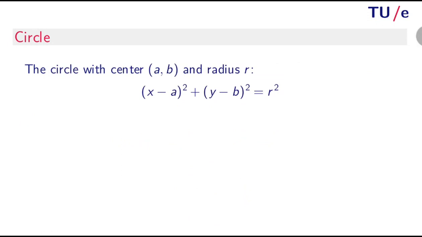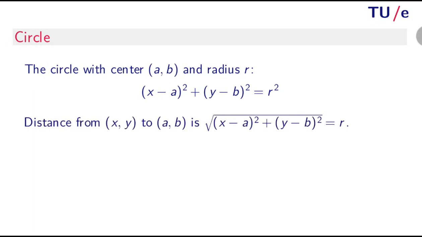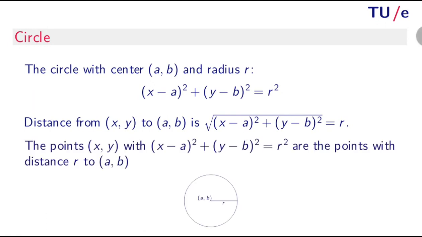If we change the center to a point (a, b), then this circle with radius r around (a, b) is given by the equation x minus a, between brackets, squared, plus y minus b, squared, is equal to r squared. The distance from an arbitrary point (x, y) to the center (a, b) is then given by the square root of x minus a squared plus y minus b squared, and that's indeed equal to r. So the points on the circle are exactly the points that have distance r to the center of the circle (a, b).